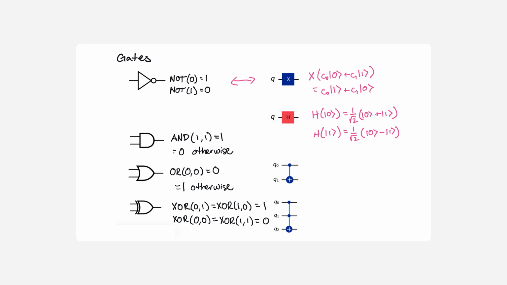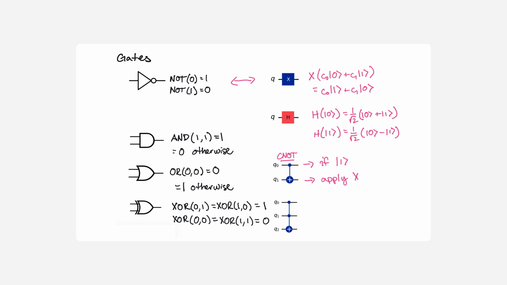Now for the multi-qubit gates, the quantum analogs to the classical AND, OR, and XOR gates. One of the most important two-qubit gates is the CNOT, or controlled NOT gate. One qubit is the control, and the other is the target. If the control qubit is in |1>, an X, or NOT gate, is applied to the target qubit. If the control qubit is in |0>, then nothing happens. So if Q0 is in the state |1>, then you apply an X to Q1.